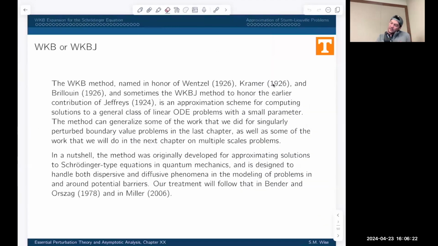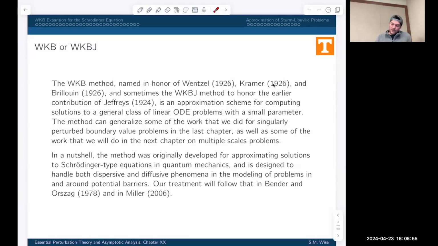It was developed in the 20s, according to one legend, and it goes by the name WKB after the inventors, Wenzel, Kramer, and Brillouin. But there was a guy named Jeffreys who actually was earlier, in 1924, who developed something more or less the same. This was around the time that quantum mechanics was becoming a thing.